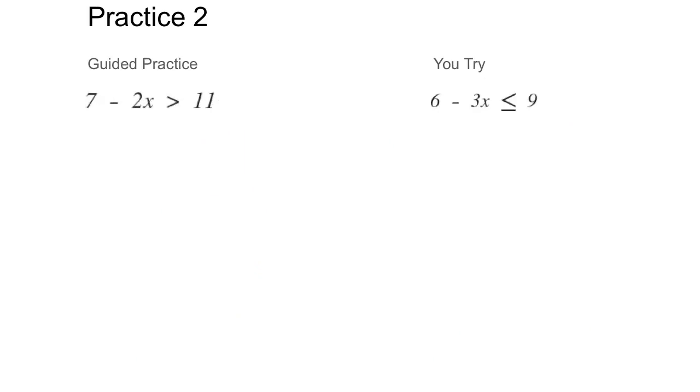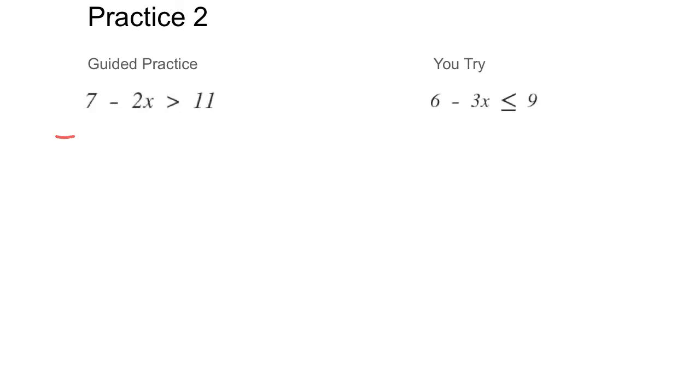Okay, let's do the guided practice one now. We have 7 minus 2x is greater than 11. This negative in here, or the minus, it attaches to this 2x. So you can almost see it as negative 2x. So when I take care of the 7, I'm still going to have the negative attached to here. So I'll show you that now.